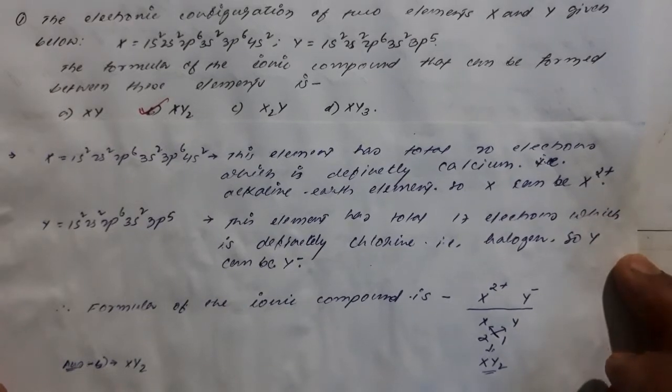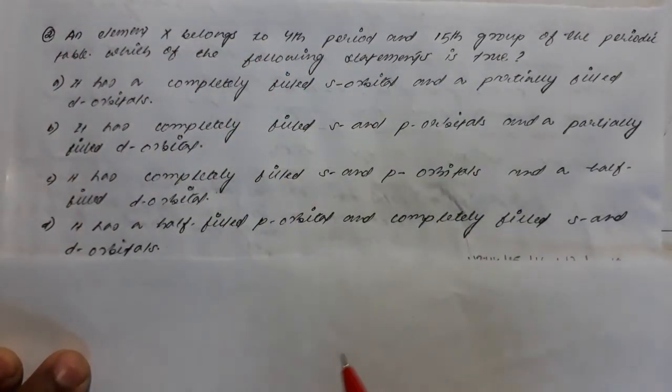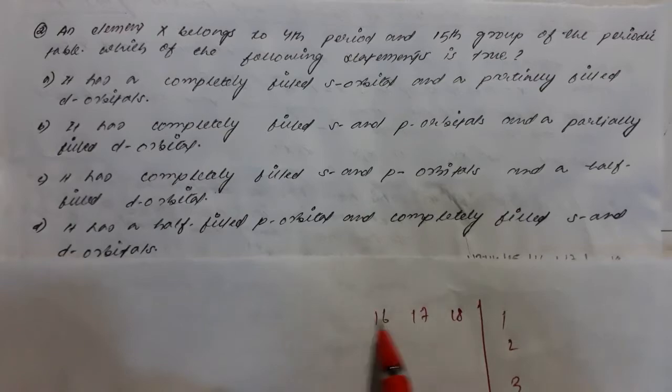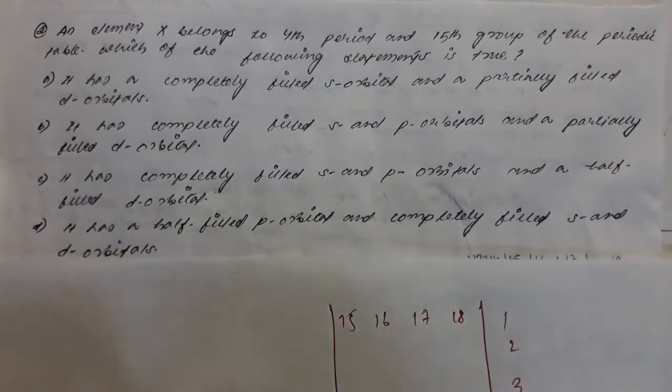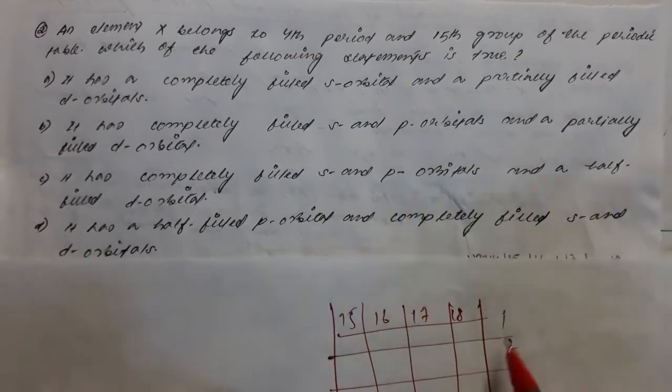Okay, the next question: an element X belongs to the 4th period and 15th group of the periodic table. 1, 2, 3, 4th period, and group 1, 18, 17, 16, 15. Which of the following statements is true about this element? First of all, let us find which the element is. If we talk about the 18th group element, what is the atomic number of this element? Let's try to find out, otherwise we can't tell these things.